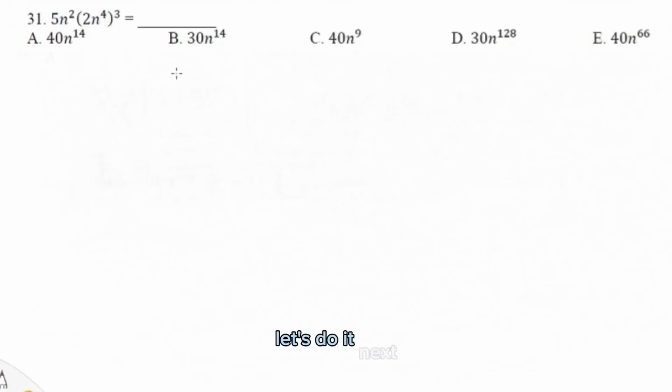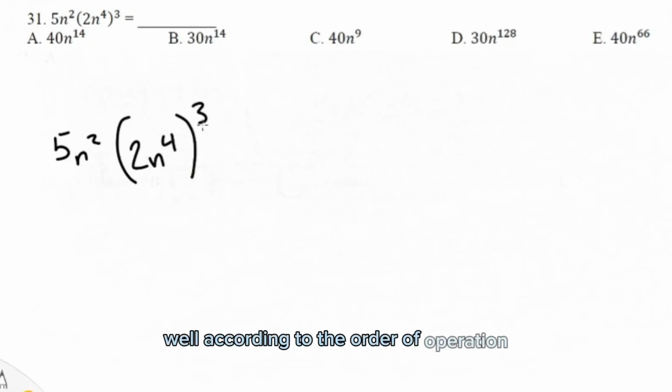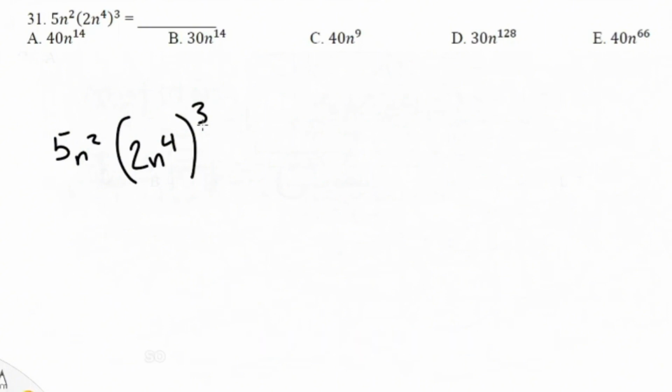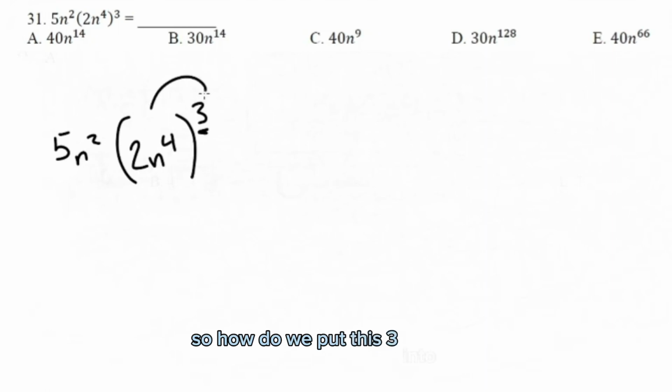Let's do it. Next, 5n squared times 2n to the power of 4, all to the power of 3. Alright, you have to break this problem down, otherwise it can get tricky. So we can write this as 5n squared times (2n to the power of 4) to the power of 3. But which one do we do first? Well, according to the order of operations, we always do the exponents first. So we have to do this 3 before we multiply it. So how do we put this 3 into here?